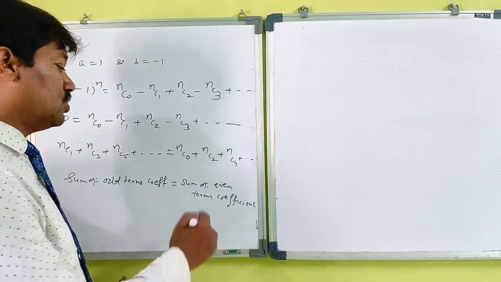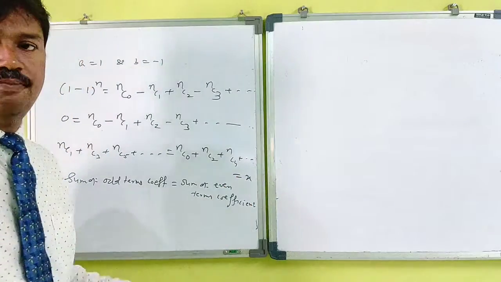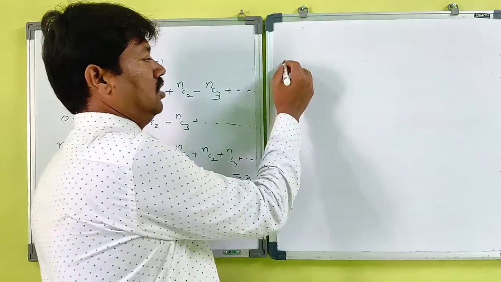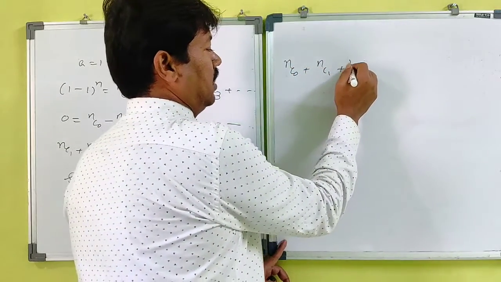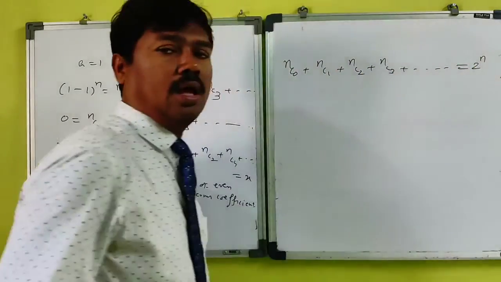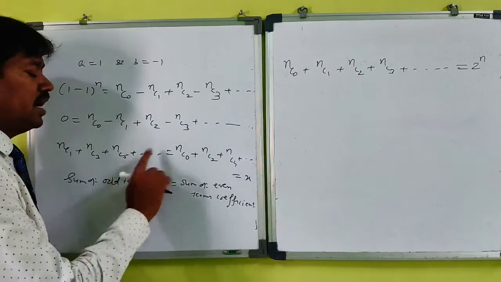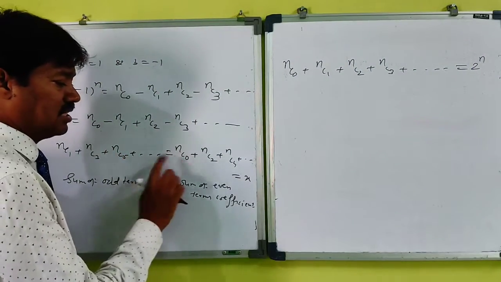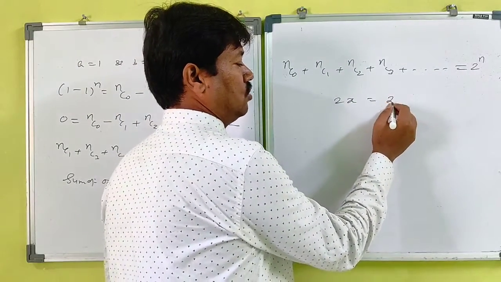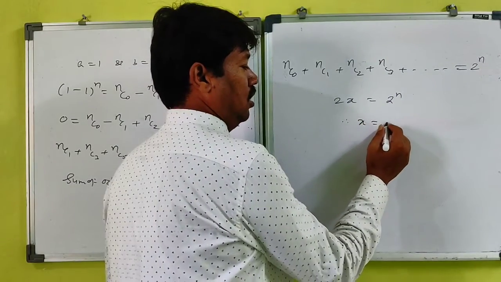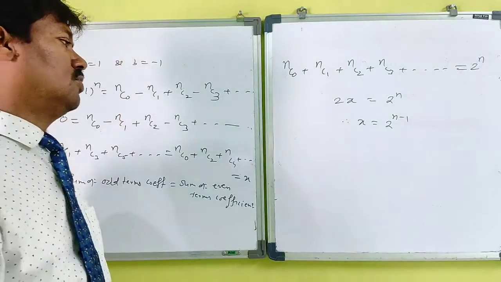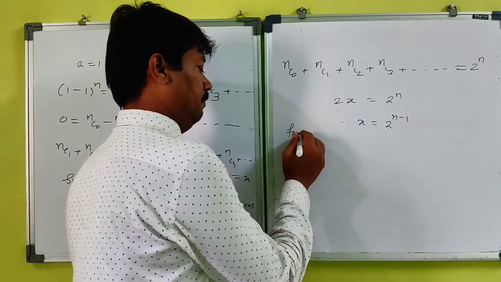So that is it. Suppose we assume this is equal to x. Then we derive nC0 plus nC1 plus nC2 plus nC3 and so on is equal to what? 2 raised to n. That is nothing but this left hand side and right hand side, which become x plus x. The addition of these two is nothing but 2x. So 2x is equal to 2 raised to n. Therefore x is what? 2 raised to n minus 1.